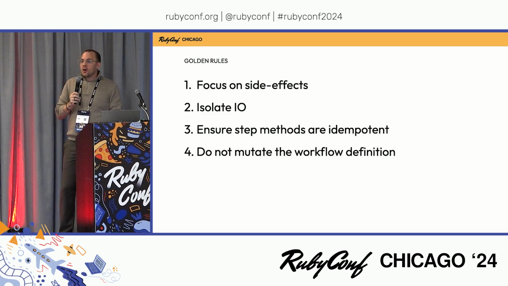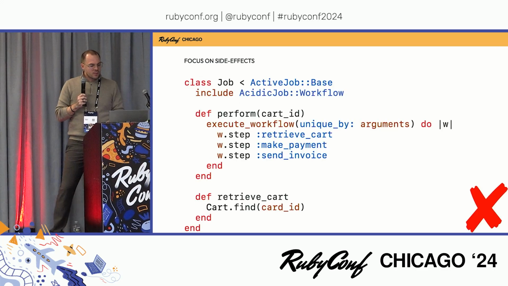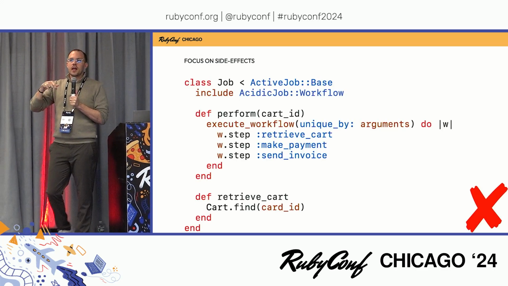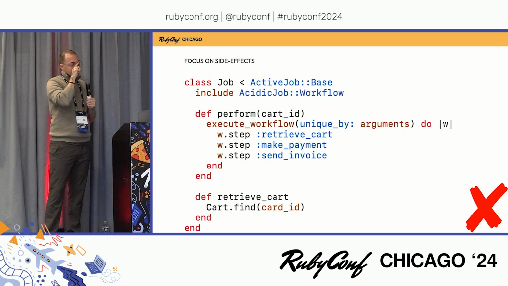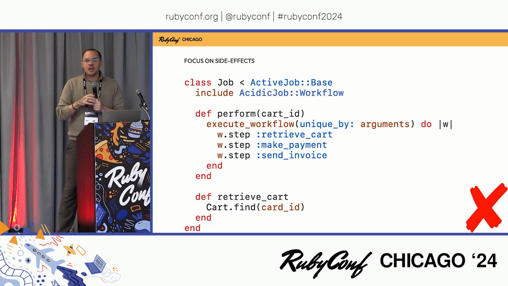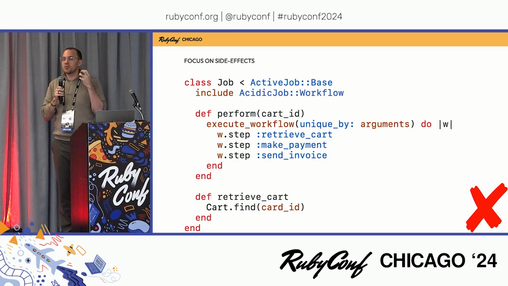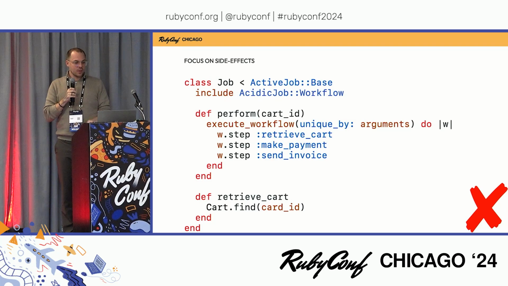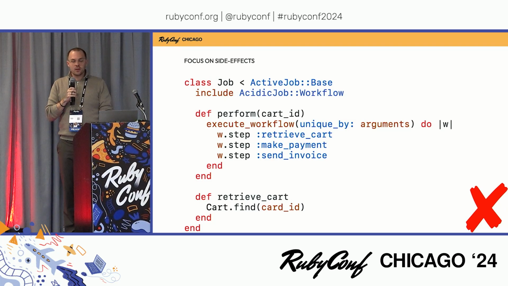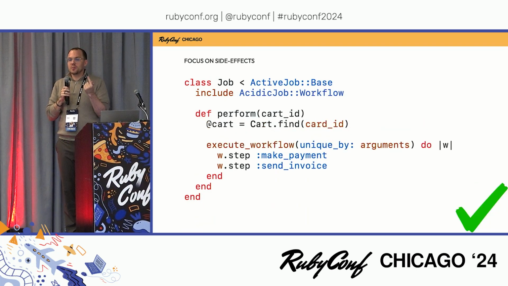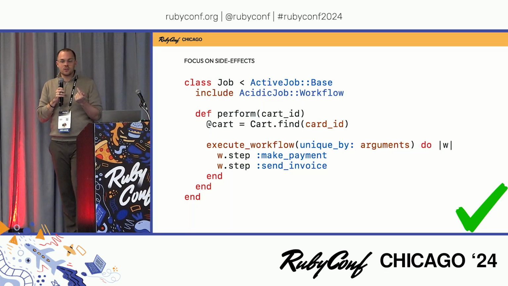Firstly, focus on side effects. If you have preparatory work, this is very common, I find, in jobs that I write, you don't need to put that in a step. It's not doing anything. This has no side effects, right? You're inside of a perform method. Just do it before you start the execution engine.